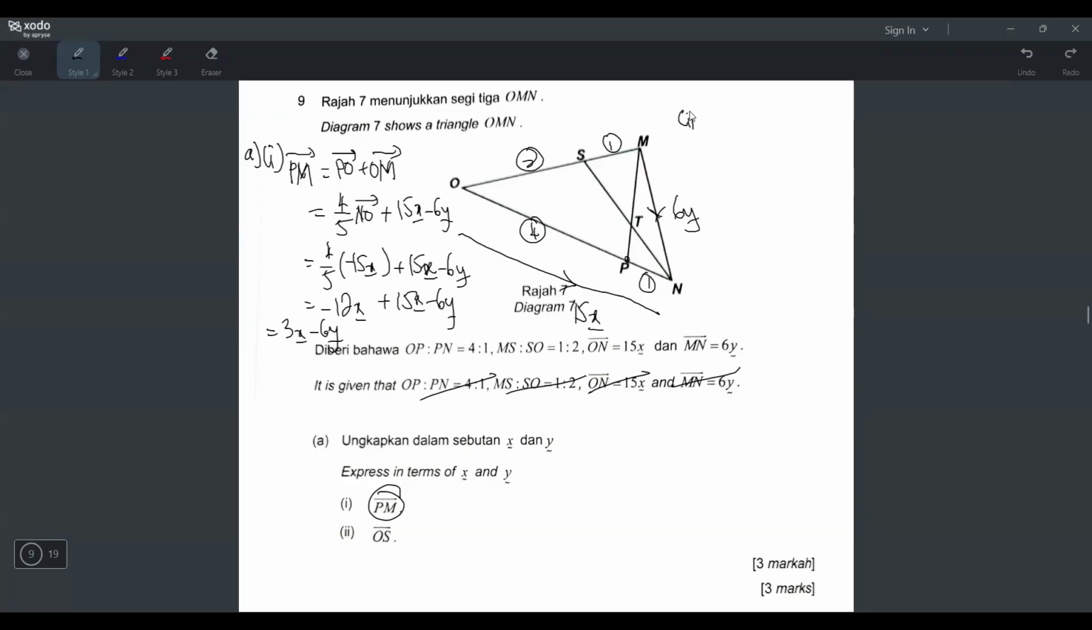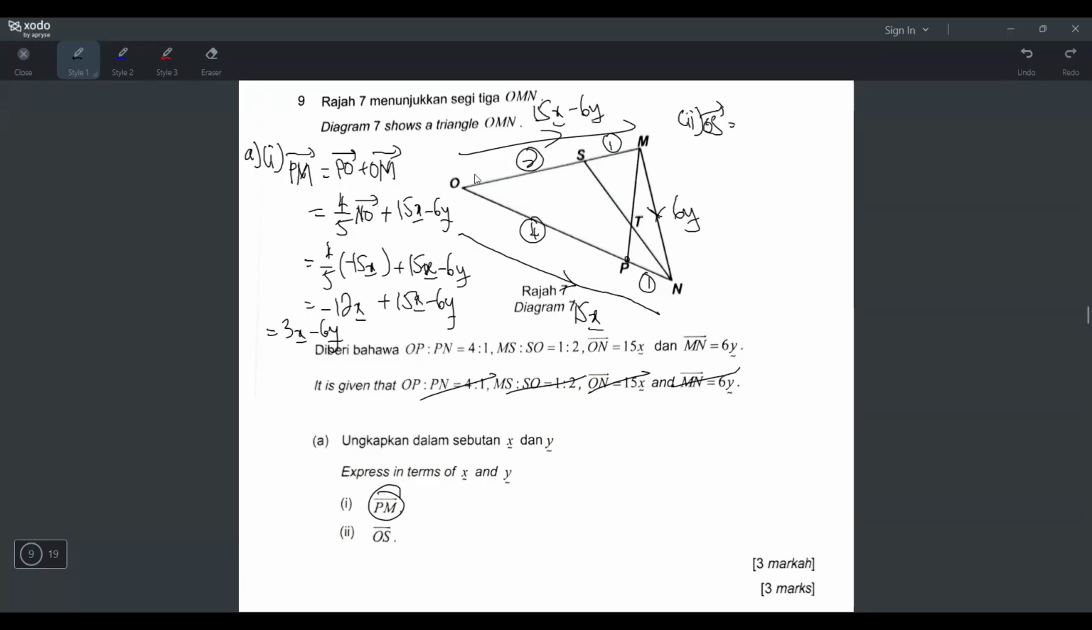Now I'll do my question 2 here. They want to find vector OS. So let's look for OS. So OS is this one? This is very simple, because you already have OM. OM just now is 15x minus 6y. So how to find OS?